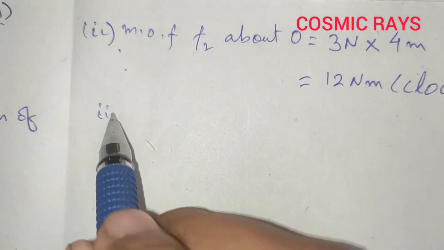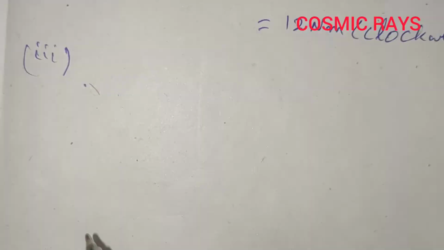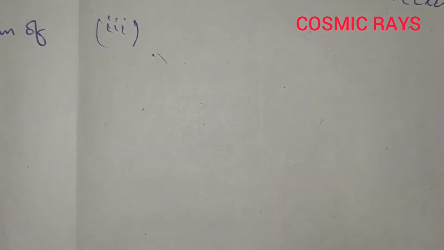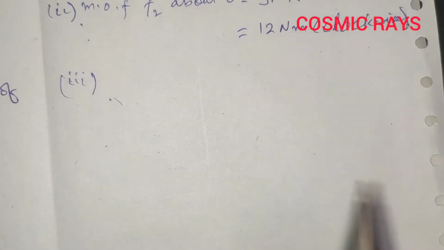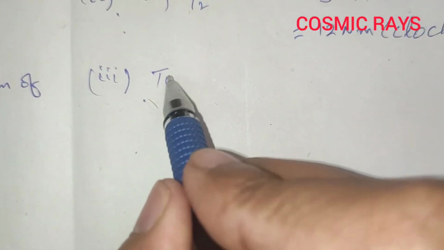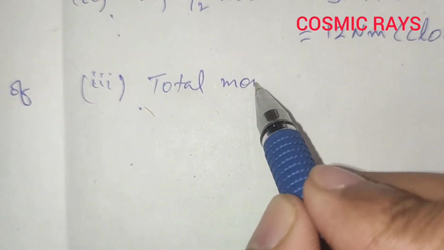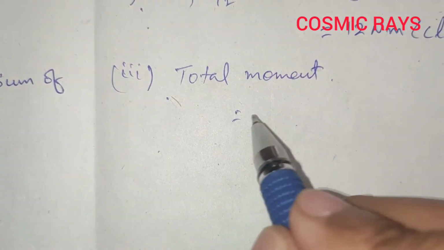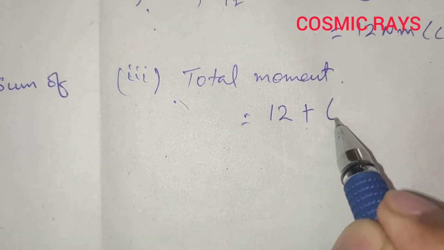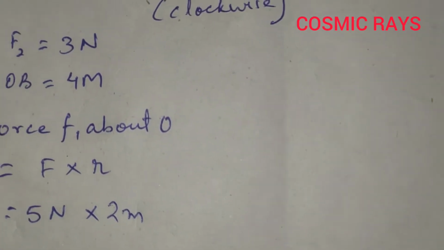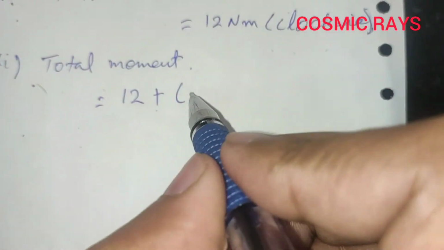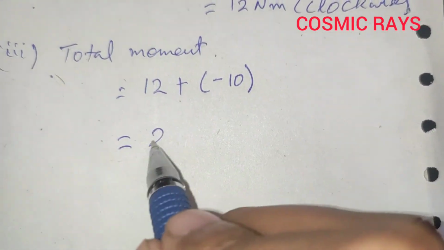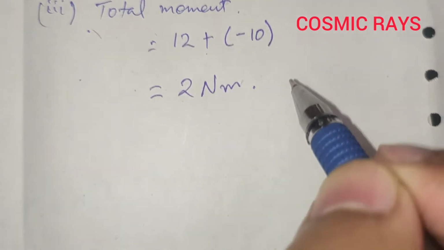And finally the third part of the question says we have to find the total moment of both the forces. So for total moment, it is just the addition of the two. This one is clockwise, so it will be taken positive, plus the first one is anti-clockwise, that is 10 Newton meter. This will be taken negative, and we have the total as 2 Newton meter.